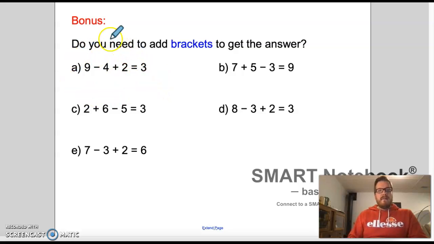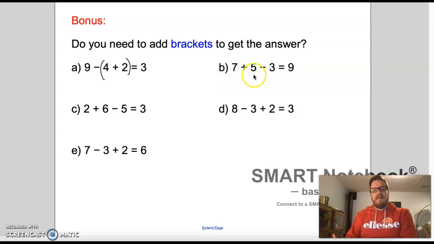Now, here's a bit of bonus stuff. Looking at these questions and seeing if we need to put brackets in somewhere to get the right answer. This one says 9 minus 4 plus 2 equals 3. Well, 9 minus 4 is 5, plus 2 equals 7. But if I put brackets here, then that's 9 minus, but I do this stuff first, so it ends up being 9 minus 6, and that equals 3.